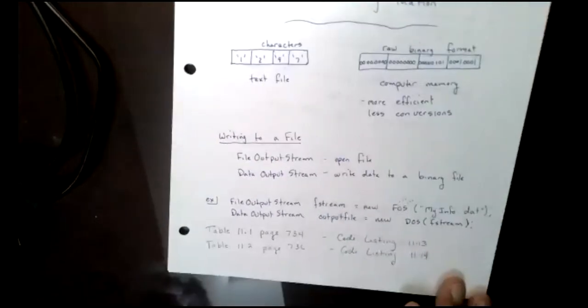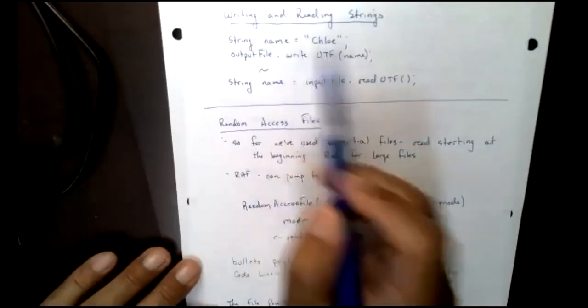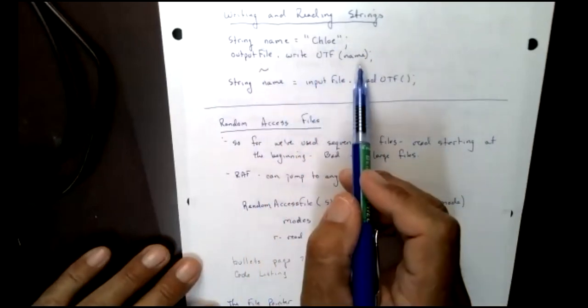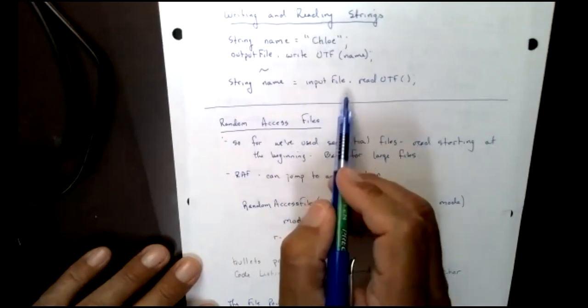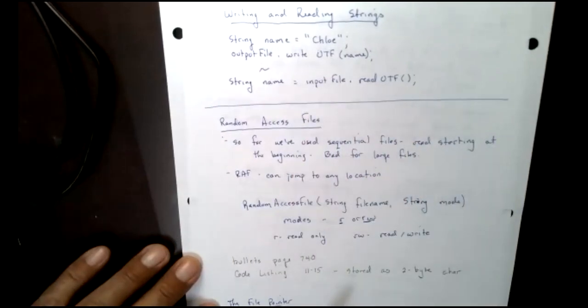Writing and reading binary files. And again, make sure you keep an eye on that UTF when you're working with strings. And again, I have a note up here: string name equals Chloe, output file dot writeUTF name. Just the same, if I'm reading, I need to store it in a string.